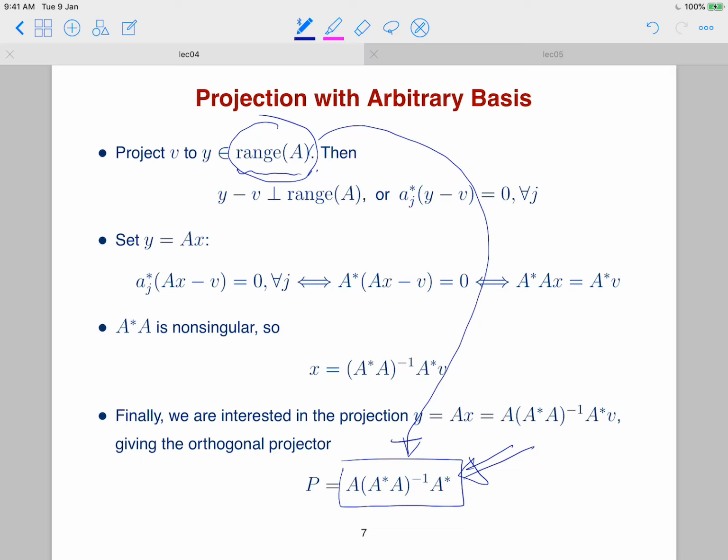Oh, and also in this case, is it an orthogonal projection or not? So the projection direction, is it orthogonal to the projected subspace, or is it not necessarily orthogonal?